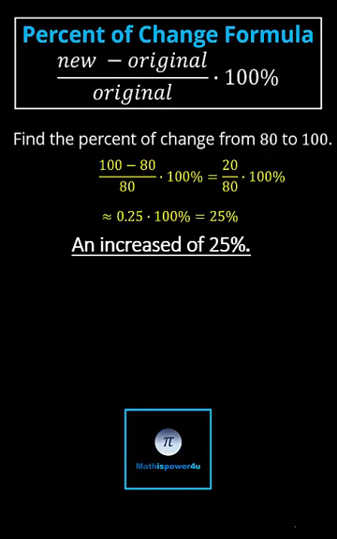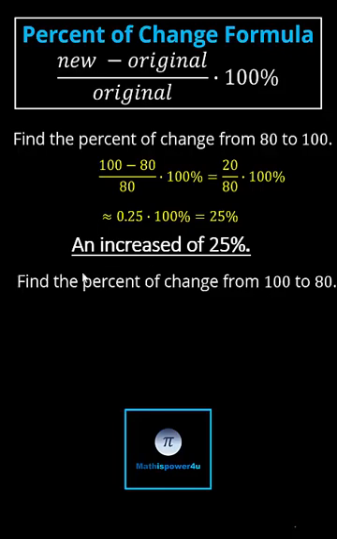And now let's determine the percent of change from 100 to 80. The result is not going to be the same. Now 100 is the original amount and 80 is the new amount. This gives us a difference of 80 minus 100 divided by 100 times 100%.